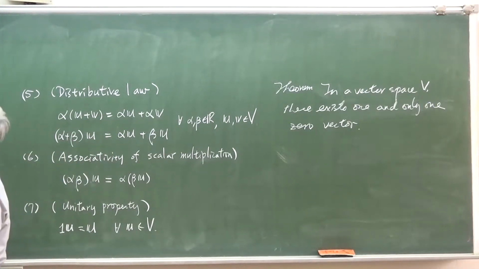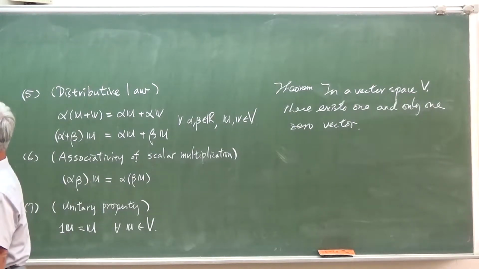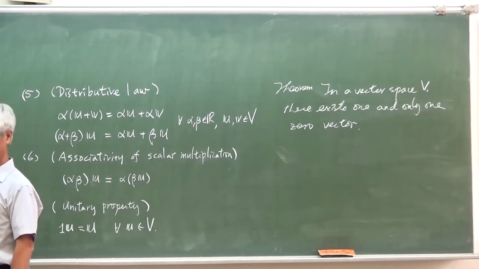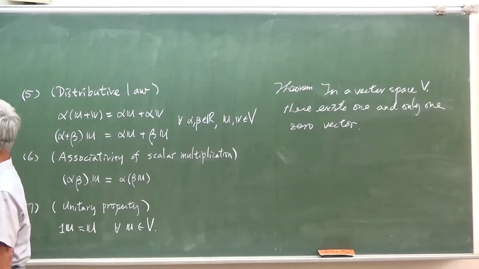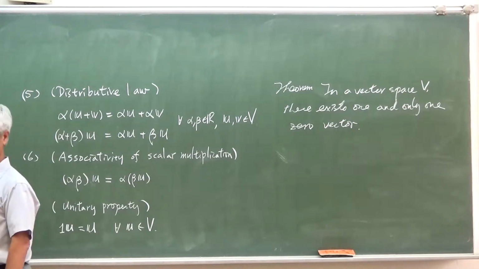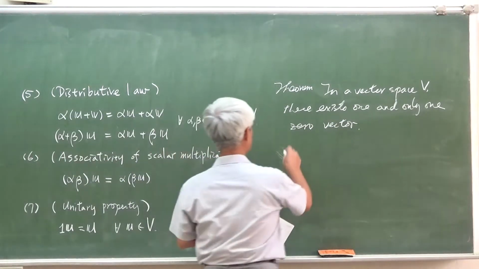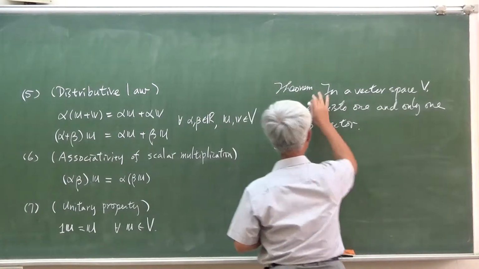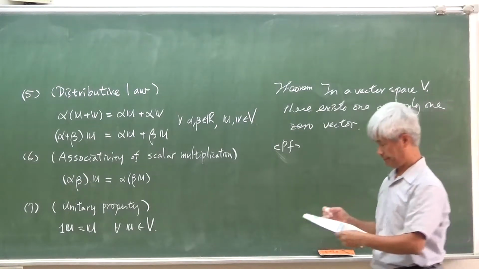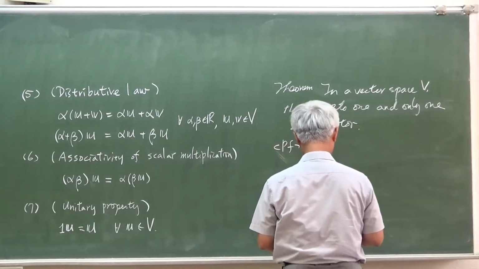It just says there is a zero vector, and the question is: is the zero vector unique? Can we have another, different zero vector that has the same property? Okay, so the theorem states that no, there is only one, no other. So the zero vector is unique.